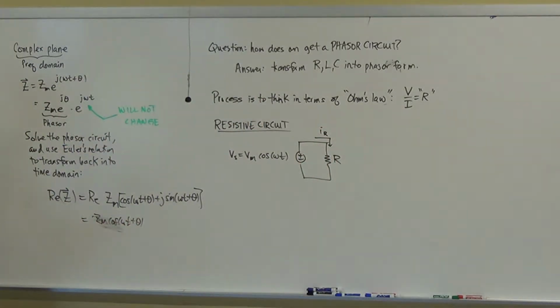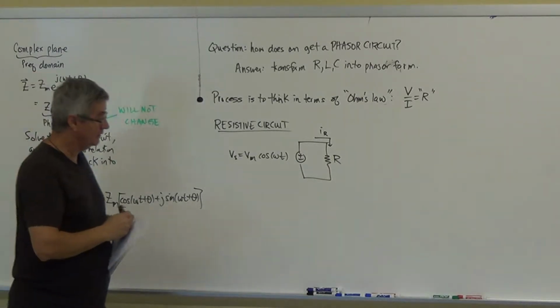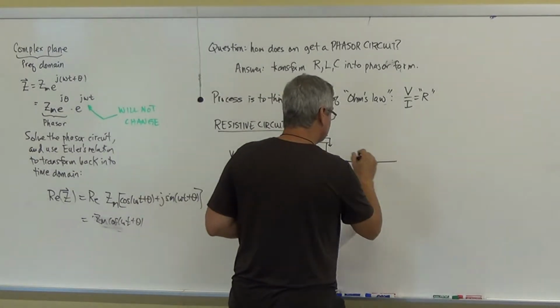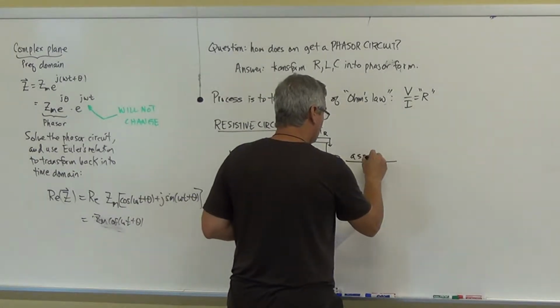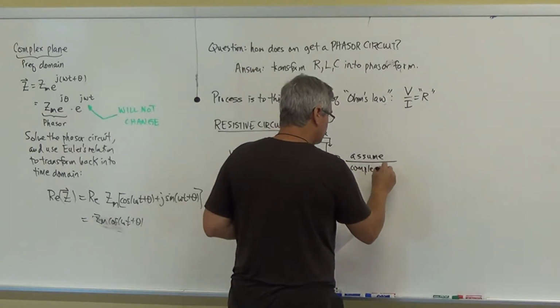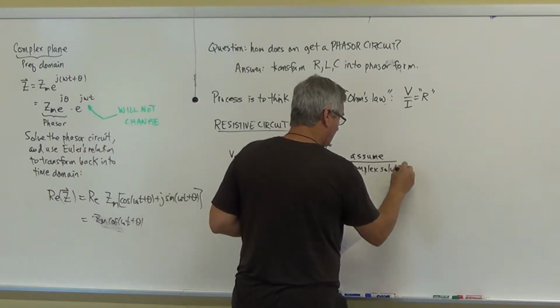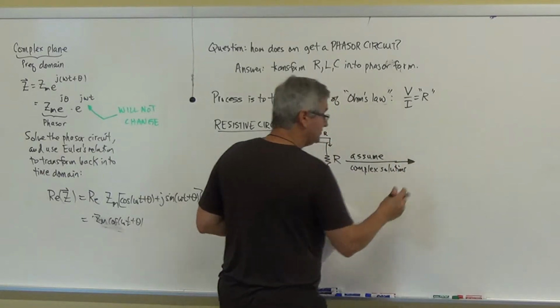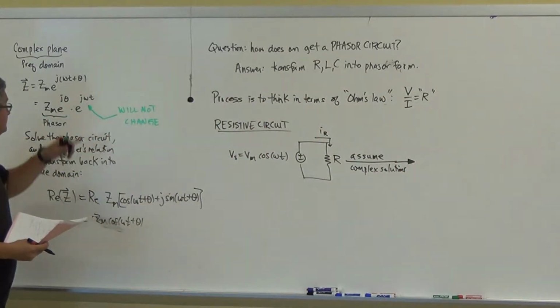Now I need to transform into the complex plane. The way I do that is I assume a solution that's complex. So now we assume a complex solution. And what's the form of the complex solution? Like this.